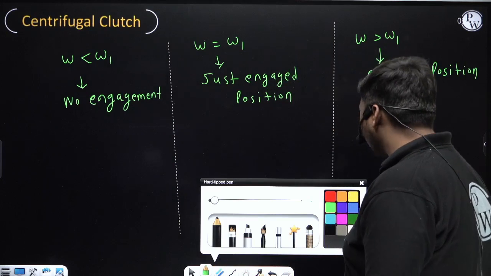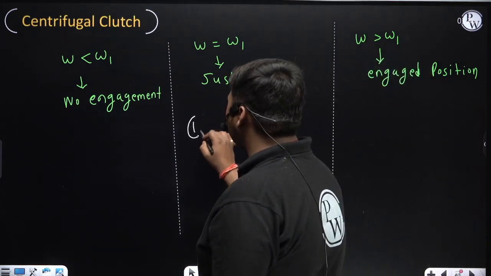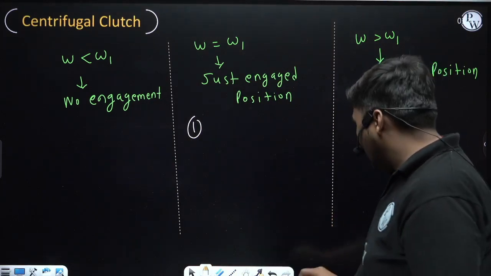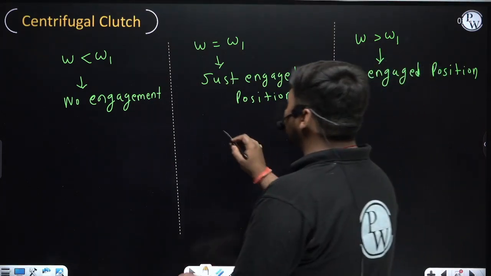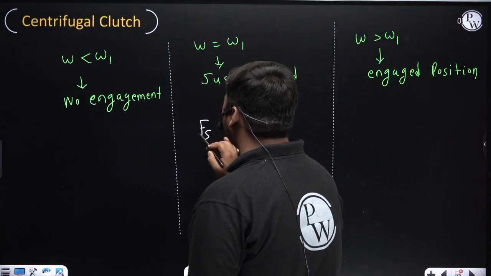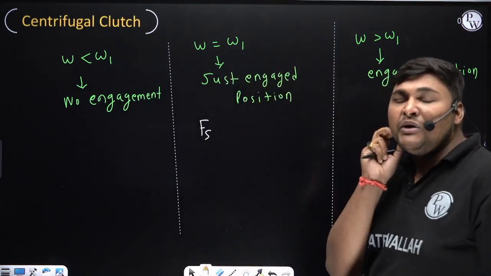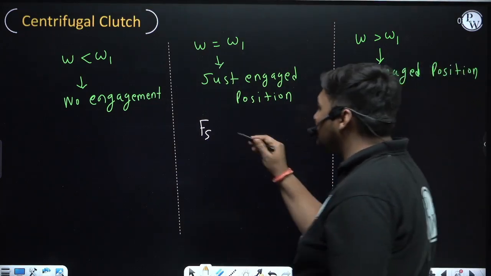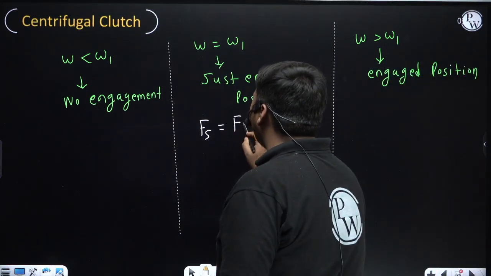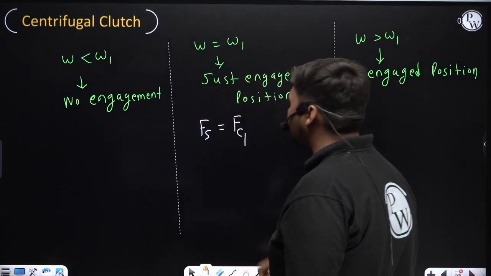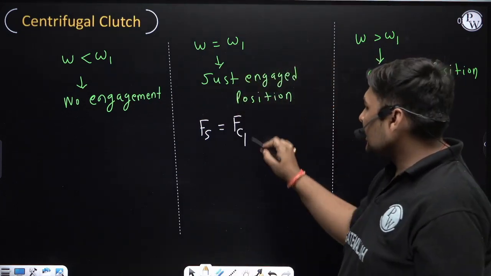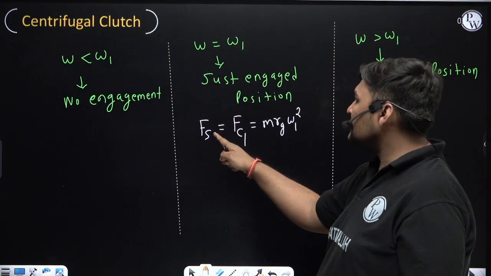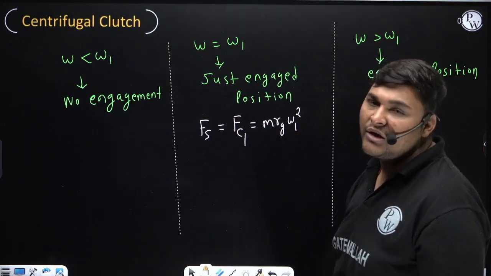For that, the important point is that the spring force of all engaged positions will be constant, and that spring force I am representing as Fs, where Fs is the spring force of all engaged positions. And the spring force of all engaged positions will be equal to the centrifugal force at just engaged position. That is Fc1, and Fc1 is nothing but mRg omega 1 square. So if spring force is given, then from this equation you can calculate omega 1.